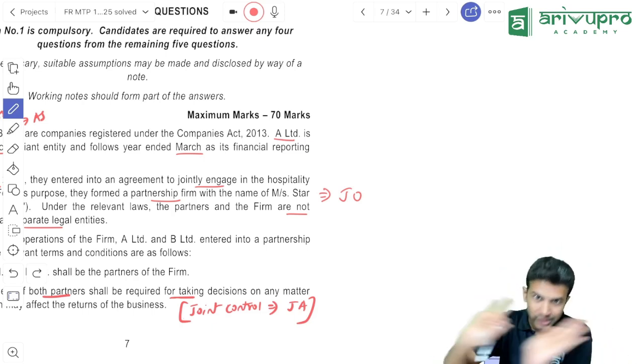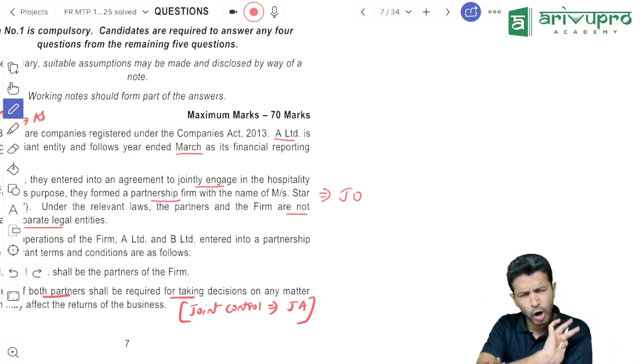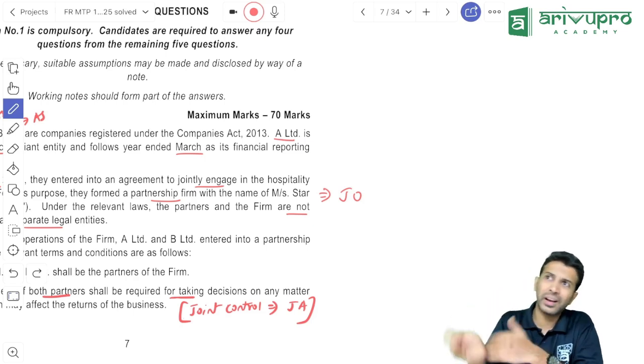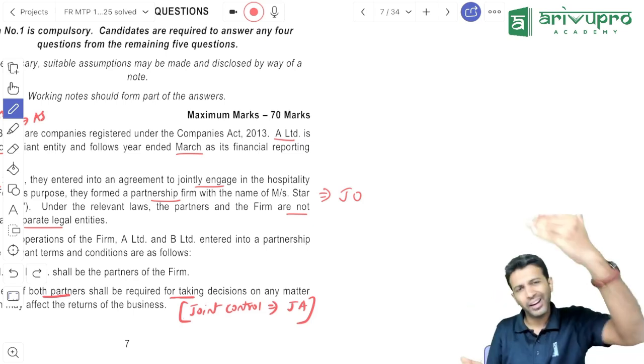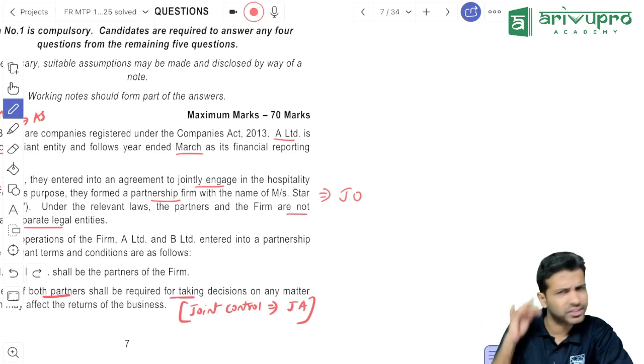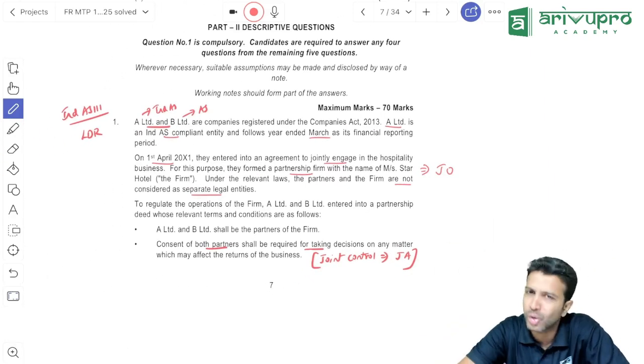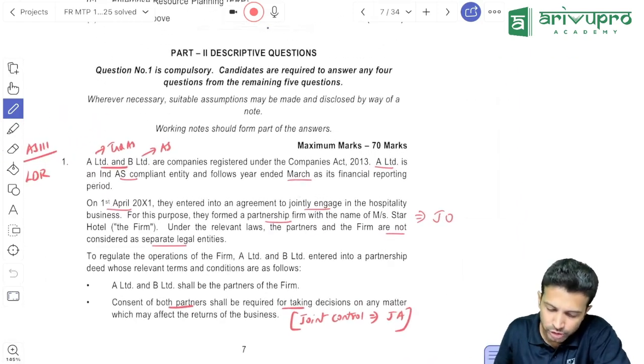This is theory. All this you need to write. It's a pure theoretical question. You need to identify whether it is JO or a JV and write this. How to identify, we'll see. That's the background I told you. Fine. All right, let's review this question now.